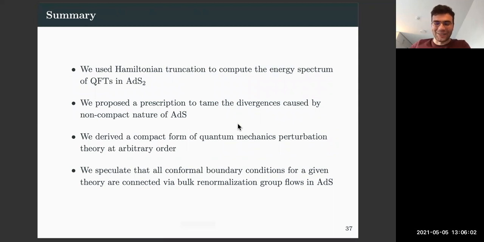Okay, let me just conclude my talk. So in summary, we use a Hamiltonian truncation to compute the energy spectrum of QFT in AdS. As I showed you, there is a problem with these divergences because of the non-compact nature of AdS. So we propose a prescription to find the observables, the spectrum, and we derive the compact form of quantum mechanics along the way of perturbation theory at arbitrary order. And we speculate that all the conformal boundary conditions for a given theory are connected by a bulk renormalization group flow in AdS.